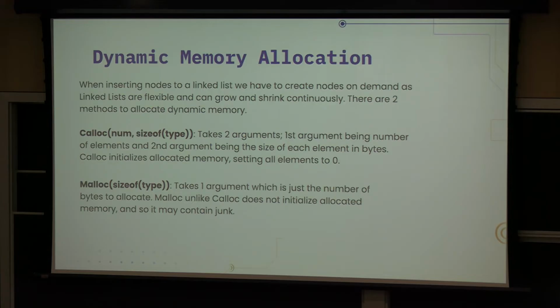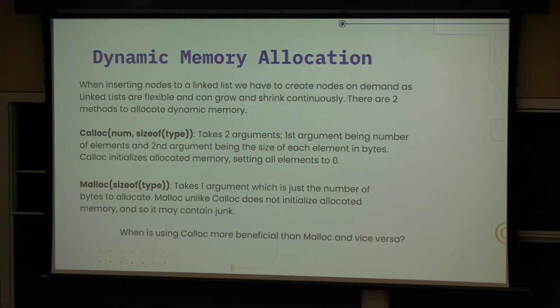Now, malloc will just take one argument, which is the number of bytes to allocate. Unlike calloc, malloc does not initialize allocated memory. So whenever we allocate memory using malloc, it will not initialize it to any set number. Calloc will initialize it to 0. Malloc might still contain junk within the boxes allocated. So can anyone tell me when it is more useful to use calloc instead of malloc, and the converse, when it's more useful to use malloc instead of calloc?